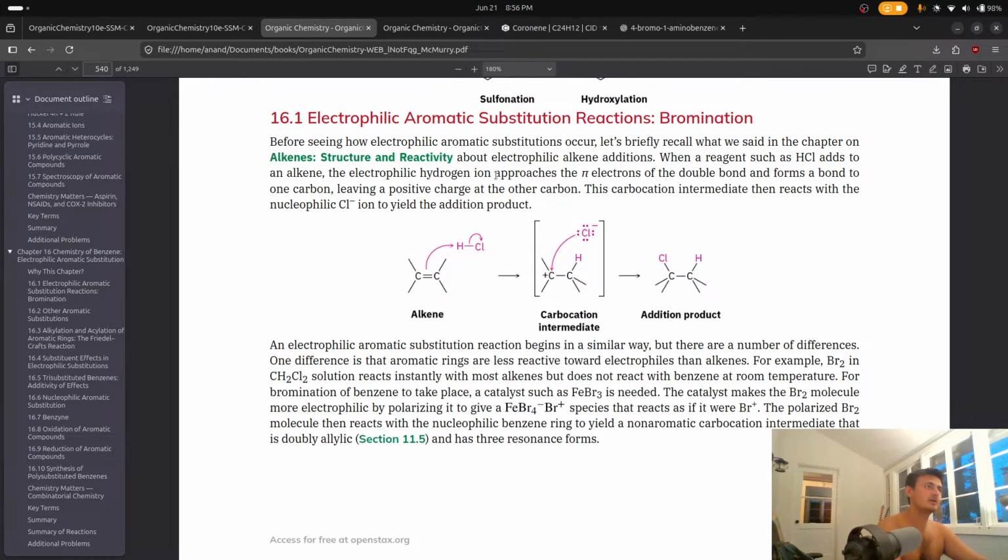16.1 Electrophilic aromatic substitution reactions. Bromination. Before seeing how electrophilic aromatic substitutions occur, let's briefly recall what we said in the chapter on alkenes about electrophilic alkene additions. When a reagent such as HCl adds to an alkene, the electrophilic hydrogen ion approaches the pi electrons of the double bond and forms a bond to one of the carbons, leaving a positive charge at the other carbon. This carbocation intermediate then reacts with the nucleophilic chloride ion to yield the addition product.